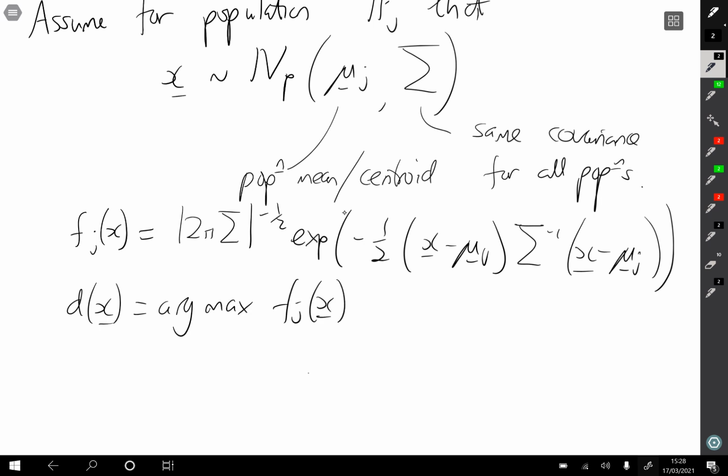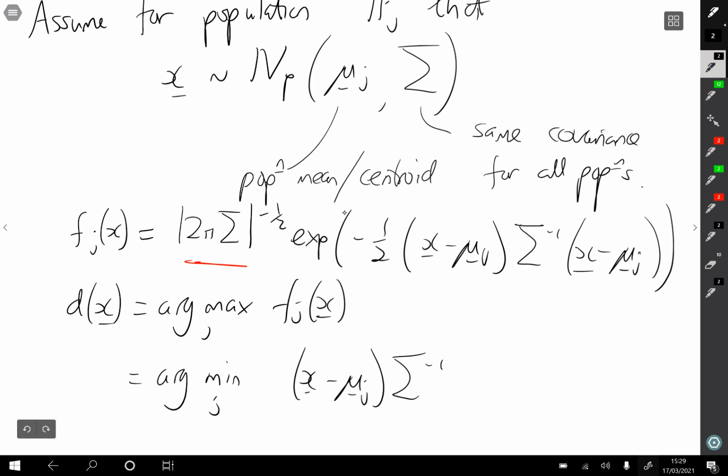To maximize this, you need to minimize the exponent, because with a shared covariance matrix there's no j appearing in the constant, so we can ignore that. Maximizing this with respect to j is the same as minimizing with respect to j, x minus mu j transpose sigma inverse x minus mu j.